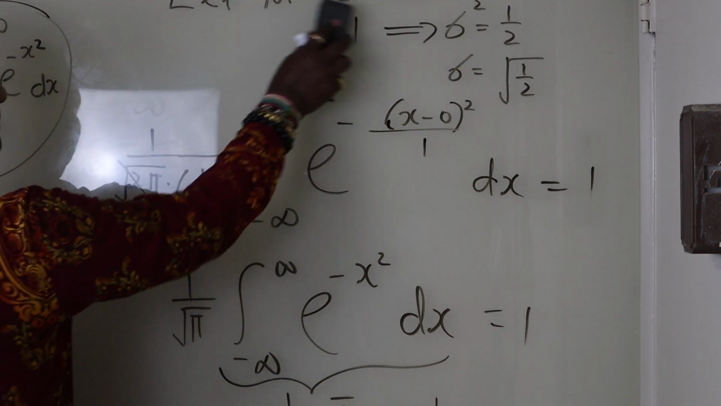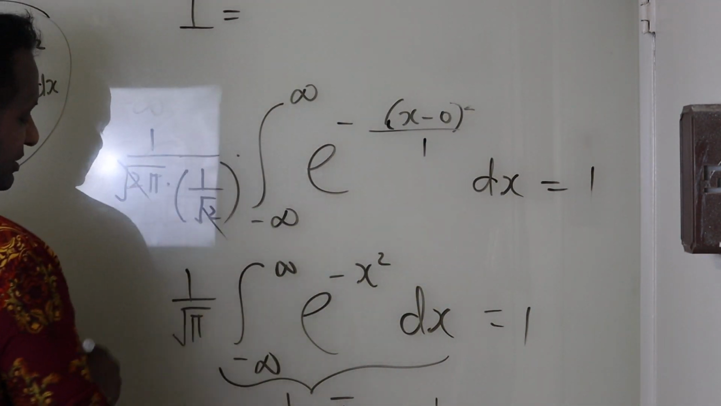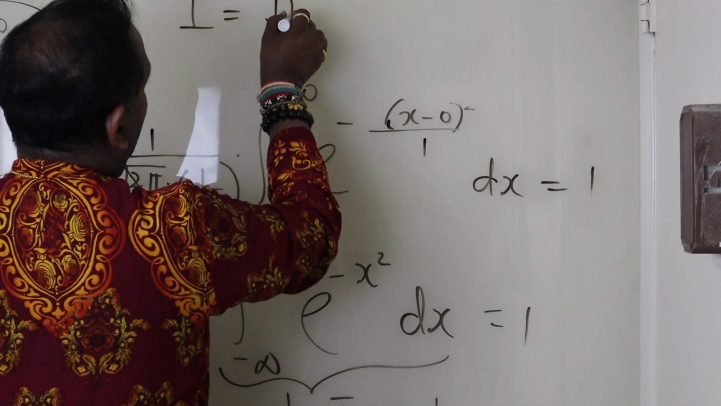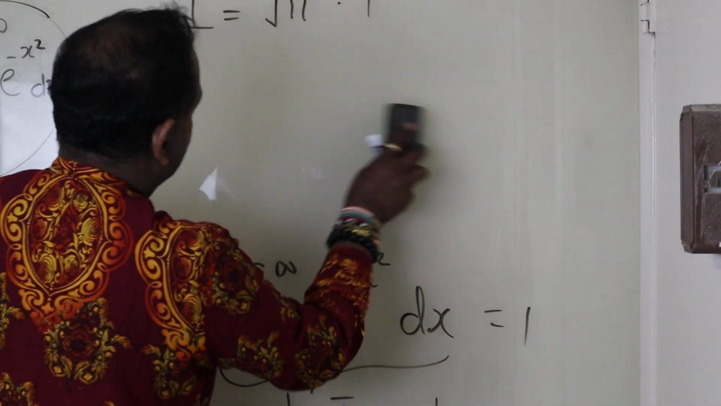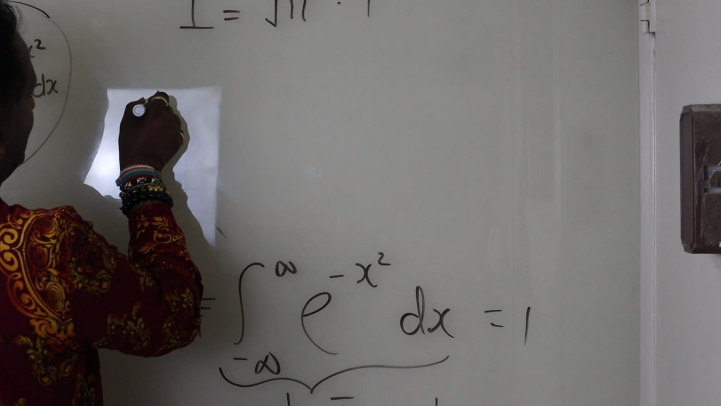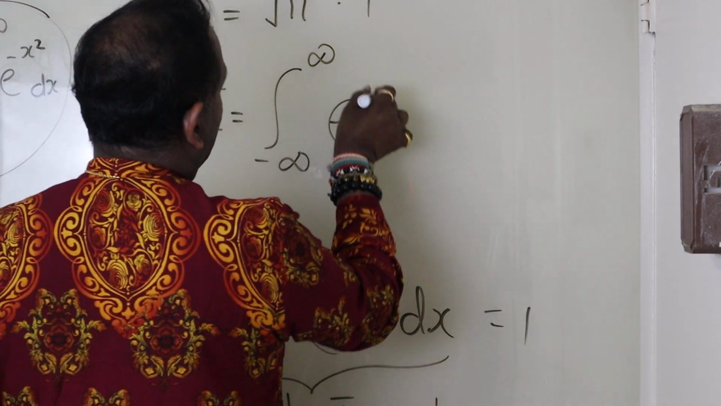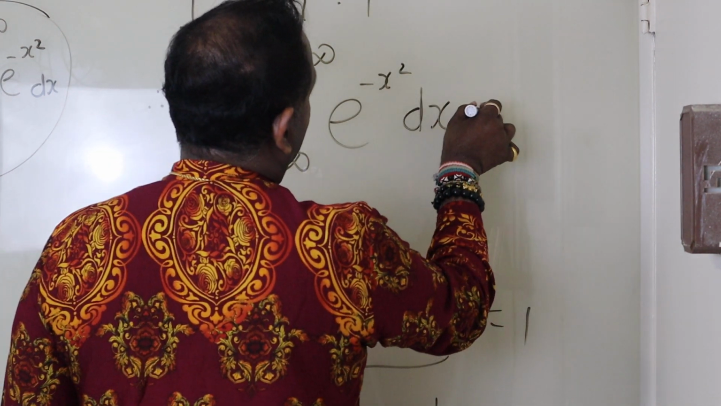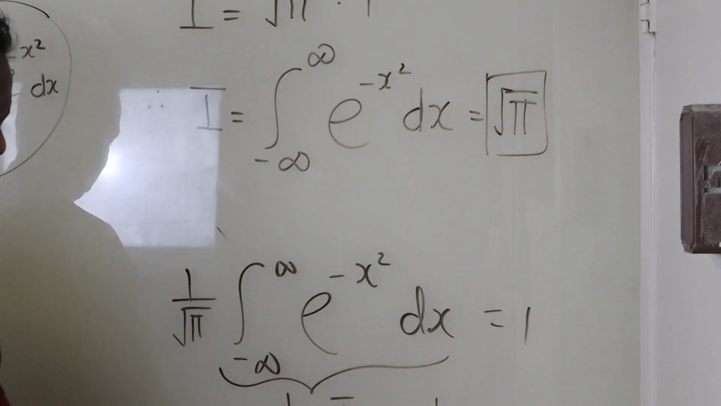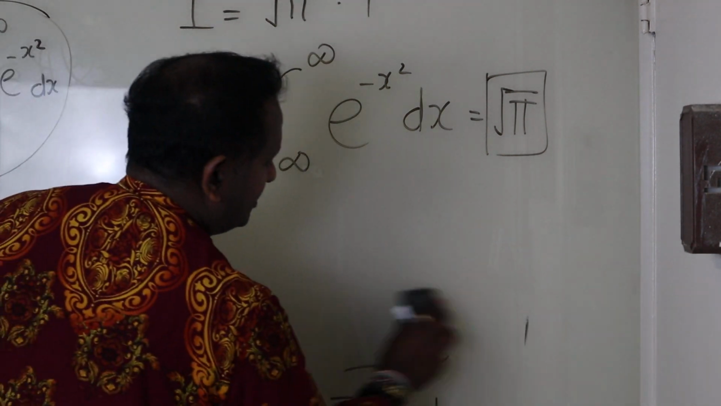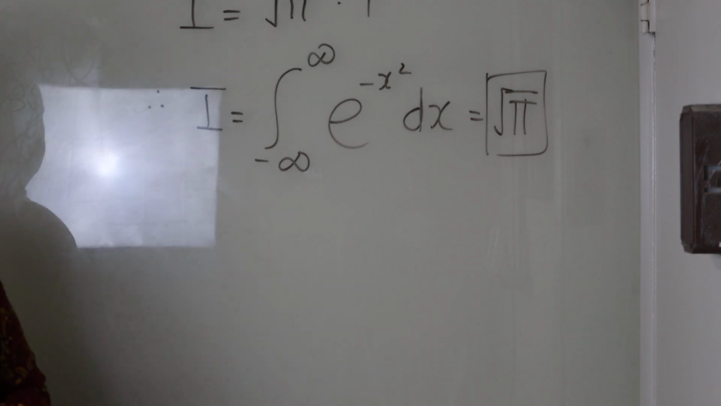Therefore, I is nothing but, bringing this to this side, root pi times 1, which is root pi. Therefore, you can say I equals negative infinity to positive infinity e to the negative x squared dx is root pi. See, root pi. That's what I need. So that's the answer of that integral. Thank you very much. See you next time.